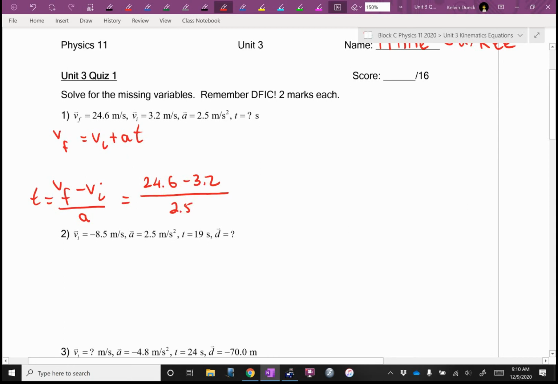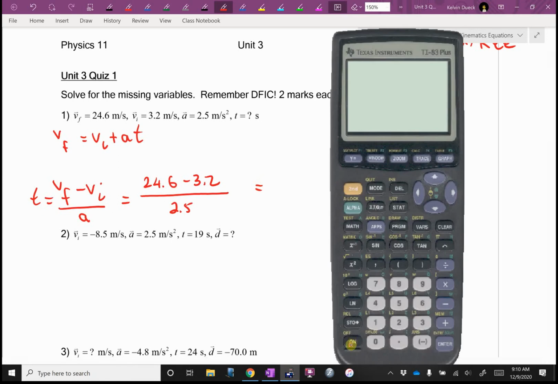If this was a physics word problem, it would say something like, a car starts out at 3.2 meters per second and accelerates at 2.5 meters per second squared. How long will it take to reach a final speed of 24.6 meters per second? Something like that. Meanwhile, is this a fraction? More than one thing on the top. I've got to put the top in brackets on my calculator. Don't need to put the bottom in brackets. Did you all get 8.56?